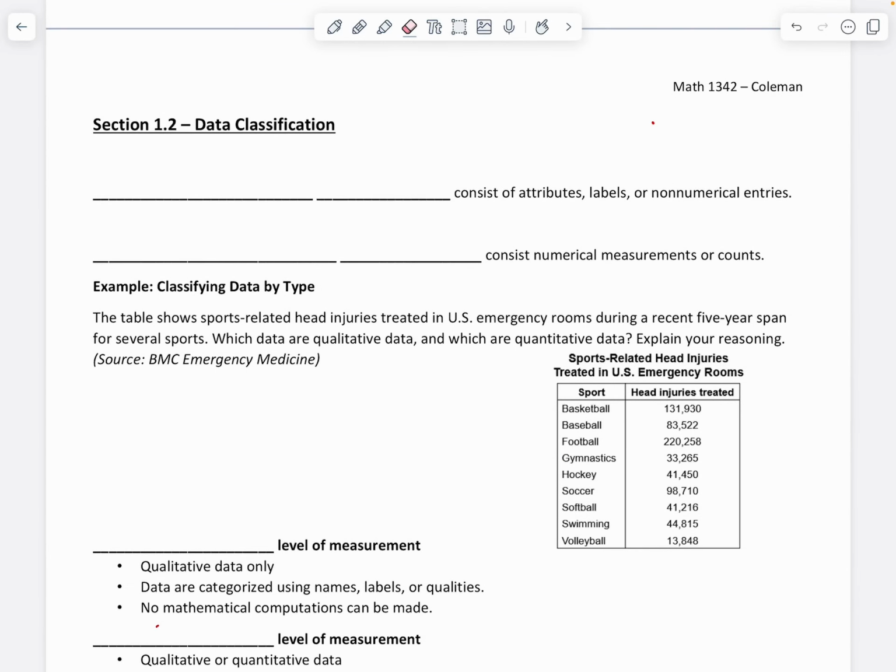All right, we're going to continue in Chapter 1. Section 1.2 talks about data classification. Welcome back to our stats class. There are two particular types of data that we're going to talk about. The first one being qualitative, and the other one being quantitative.